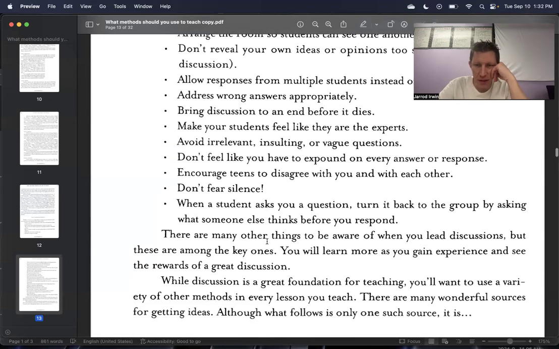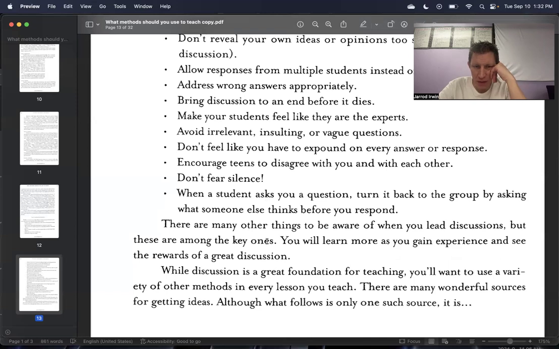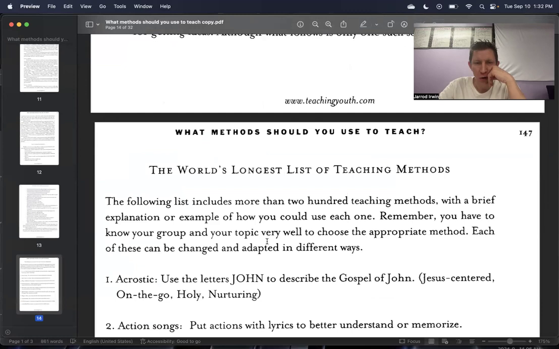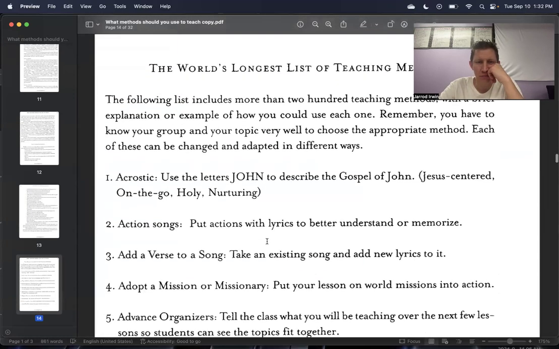There are many other things to be aware of when you lead discussions, but these are among the key ones. You will learn more as you gain experience and see the rewards of a great discussion. While discussion is a great foundation for teaching, you'll want to use a variety of other methods in every lesson you teach. There are many wonderful sources for getting ideas, although what follows is only one such source. It is the world's longest list of teaching methods.